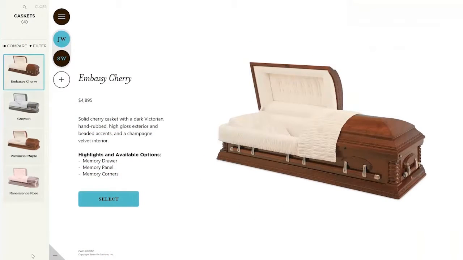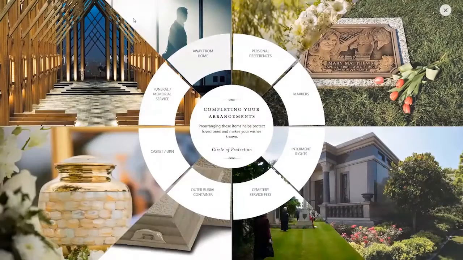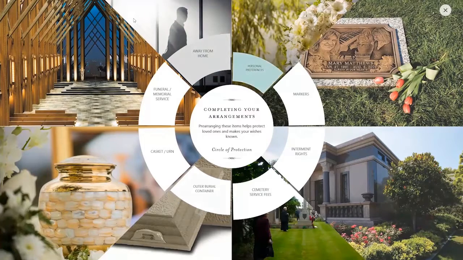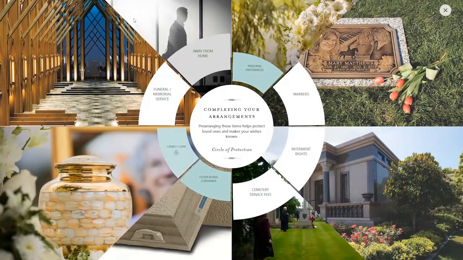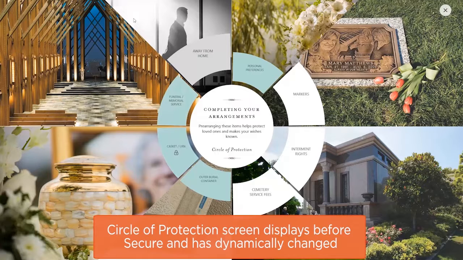The only thing that has changed on the selection screens is the decline option. Now when you decline an item, you will get a pop-up saying that you have prearranged the item and you'll have to answer yes or no. Once I am done with all of the item selection screens, we see the circle of protection again, right before Secure. Now you can see that the circle of protection dynamically changed.